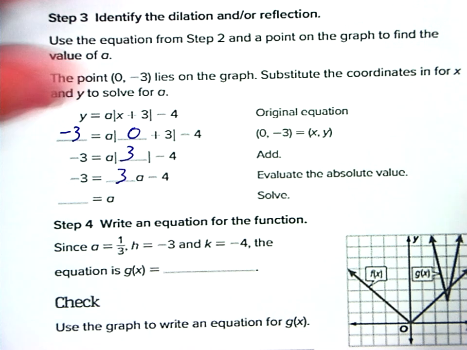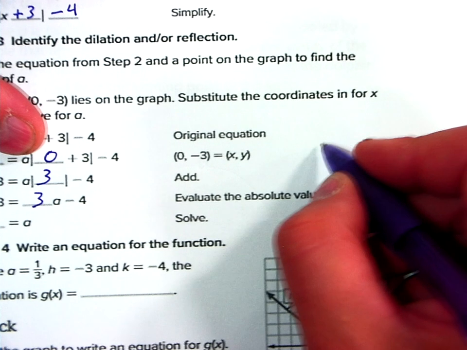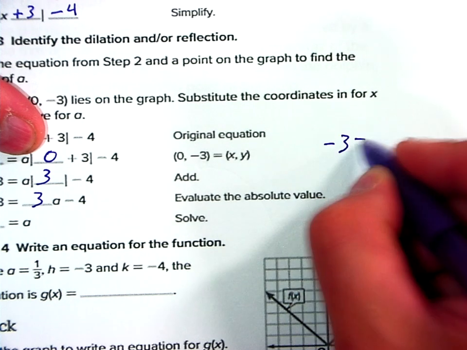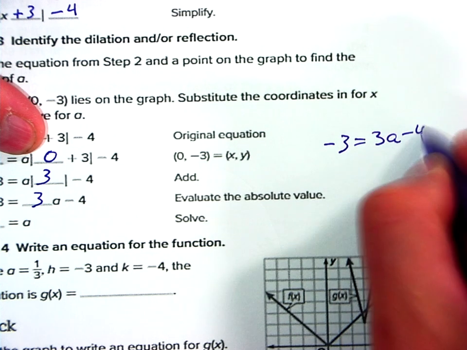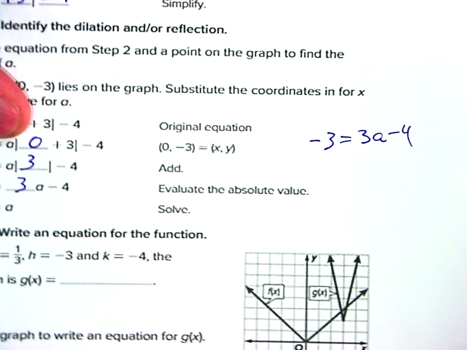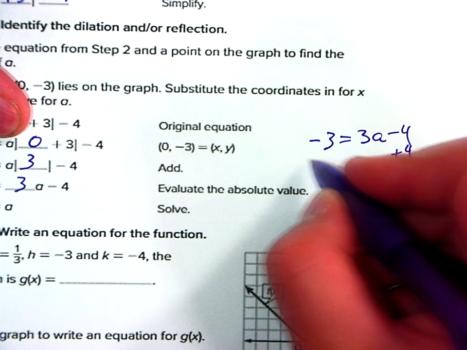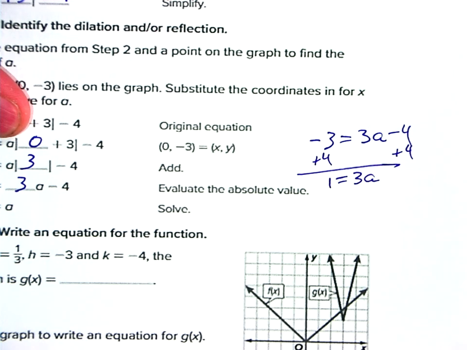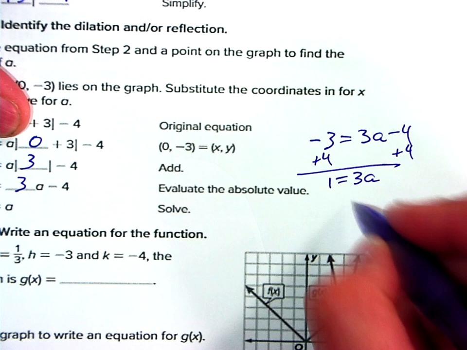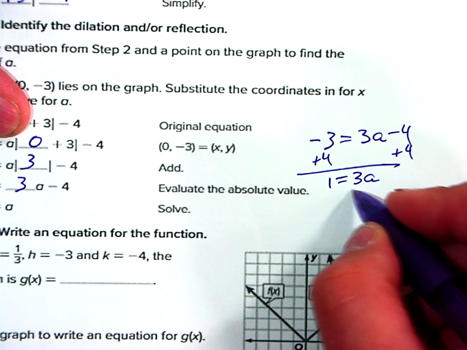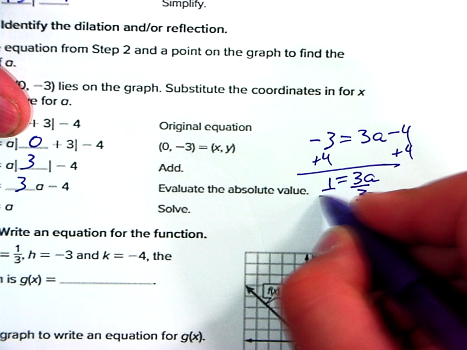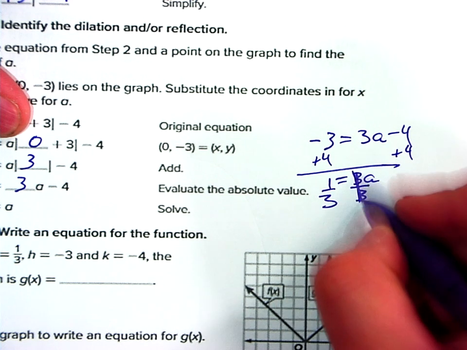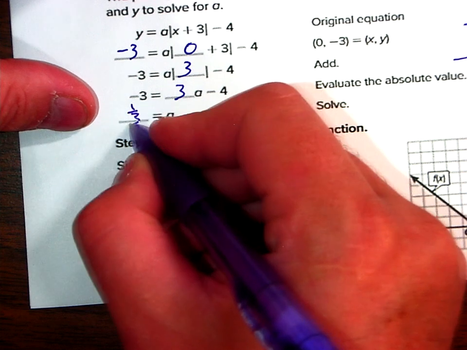And now what they did is they solved for a. I'm going to go over here and do it. -3 equals 3a minus 4. How do we get rid of a -4? I like that. 1 equals 3a. What's the 3 doing to the a? Multiplying, so to get rid of it, we divide. Your algebra teacher should be so proud. So a equals 1/3.